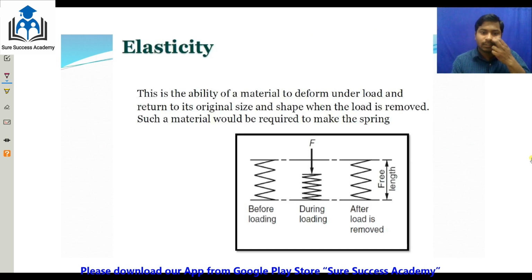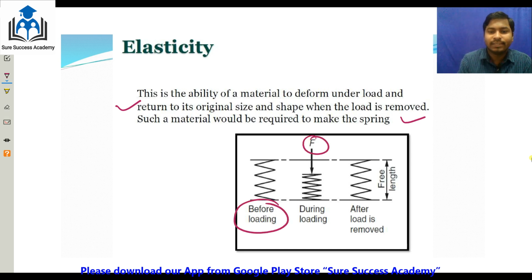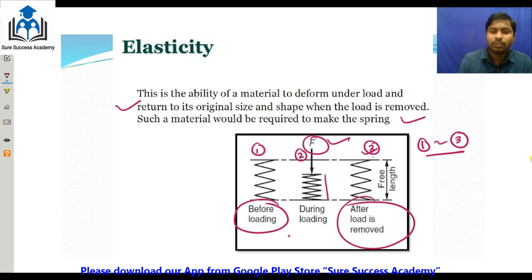Elasticity, you know, is the ability of metal to deform under the loads and return to its original shape and size when the load is removed. Such material is used for making springs. So friends, suppose this is the spring material, this is original before loading. If you load like this, it will deform. Then you remove the load, and the spring comes back to its original shape. This is position 1, then positions 2 and 3. Position 1 is equal to position 3, so it comes back after removing the loads. This type of property is called elasticity, and the material is called an elastic material.